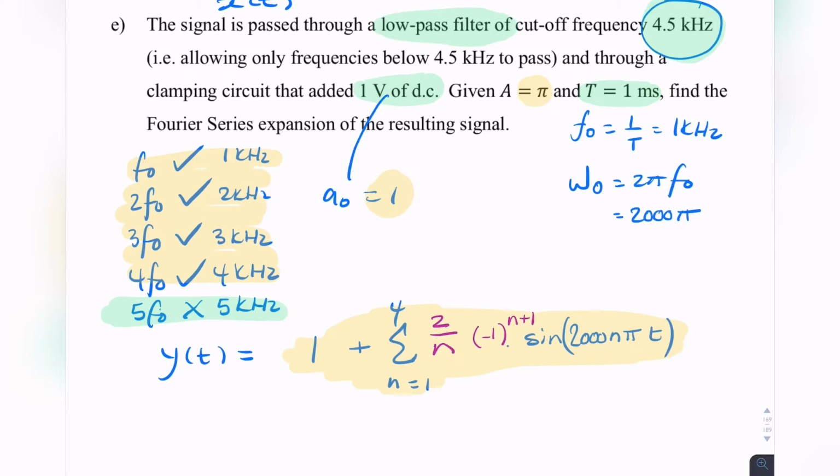Now, if you wanted to, you could actually write this out as a series, because you already have the coefficients.